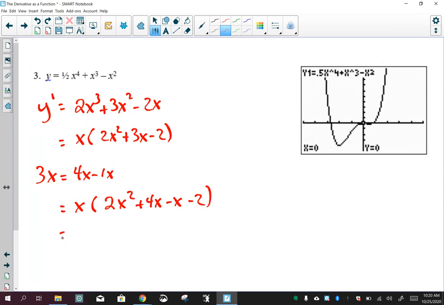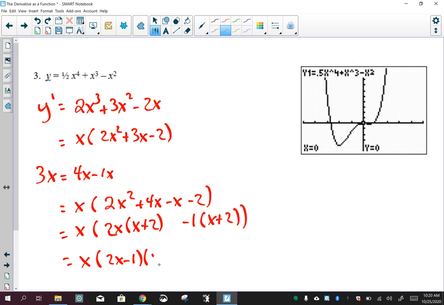So then my x sits there. So I'm going to have a 2x, and I'm pulling out here. That gives me an x plus 2. And I'm going to pull out a negative 1 back here. That gives me an x plus 2. Ooh, that's good to go. So I'm looking at x times 2x minus 1 and x plus 2.